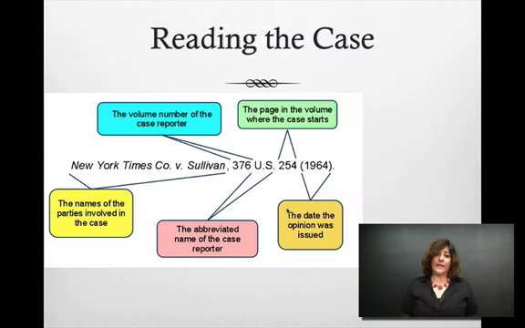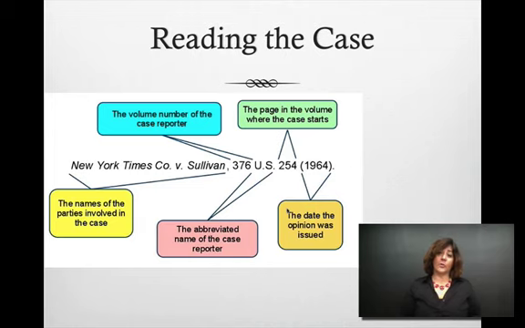Now, we're going to be reading a lot of cases this semester, and so I want you to be familiar with what you see when you look at these cases, especially as it pertains to the name. This is a pretty standard citation. New York Times versus Sullivan is a case we'll discuss. Now, in this case, New York Times is the petitioner. They have brought the case to the court in this case, and they are asking Sullivan to respond. So Sullivan is known as the respondent.